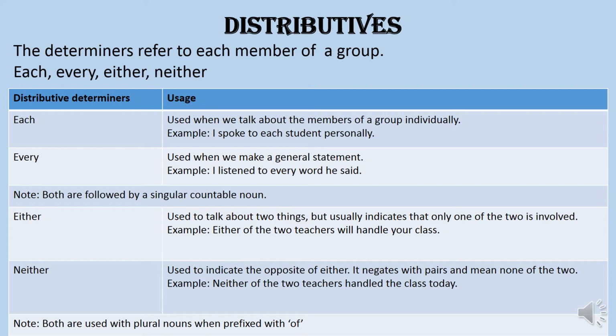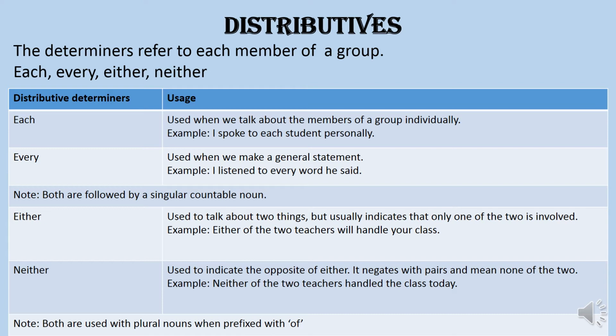Now, the first one is each. It is used when we talk about the members of a group individually. Example: I spoke to each student personally. The next comes every, used when we make a general statement. The example is: I listened to every word he said. The point to be noted here is both are followed by a singular countable noun. So each and every are distributive determiners, and student and word are countable nouns.